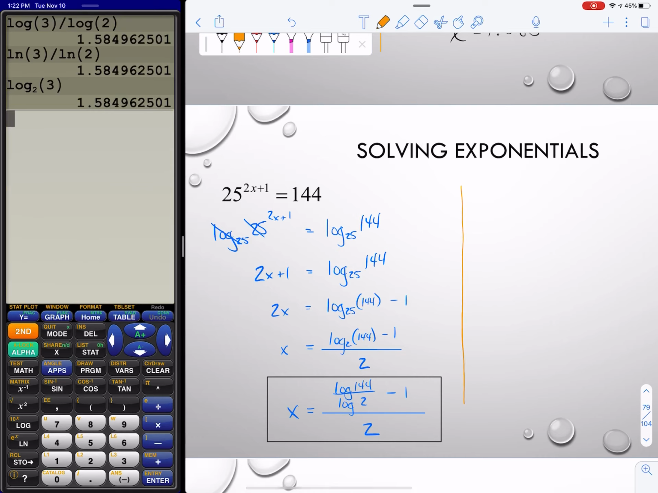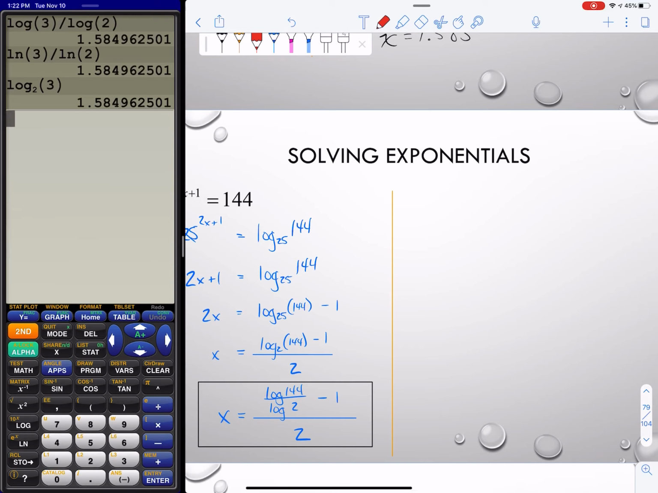So let me put a little divider in here again. Okay, and I'm going to solve this a second time. And this time I'm going to take, say, the log base 10 of both sides. All right, so I've got my 25 to the 2x plus 1 power equals 144. And again, if I take the log base 10 of both sides, what it's now going to allow me to do then is bring this exponent down in front as a coefficient.